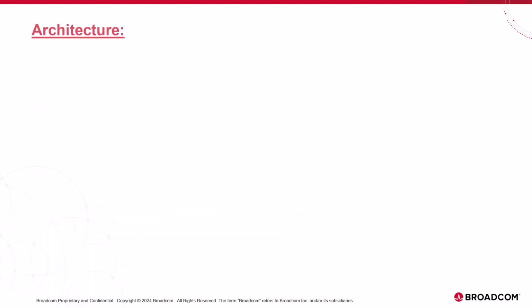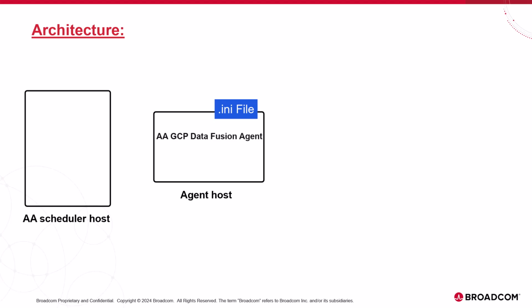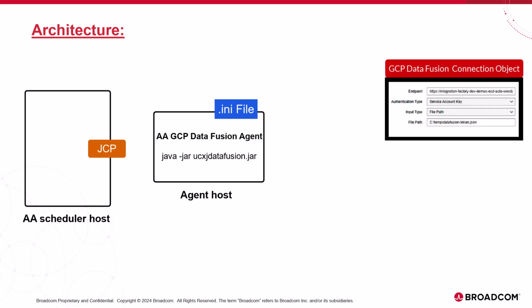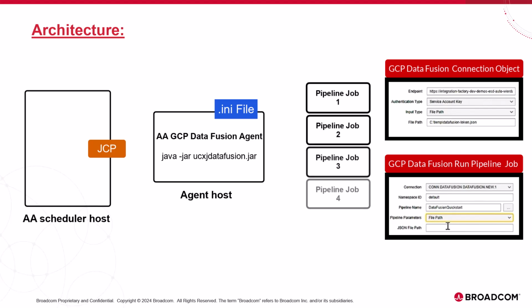A conventional architecture involves two systems, the Automic Automation host and a dedicated system for the agent. The agent is configured with a simple INI file containing standard values: system, agent name, connection, and TLS. When we start the agent, it connects to the engine and it adds two new objects to the repository, a connection object to store the GCP Data Fusion endpoint and login data, and a job template designed to trigger run pipeline jobs.